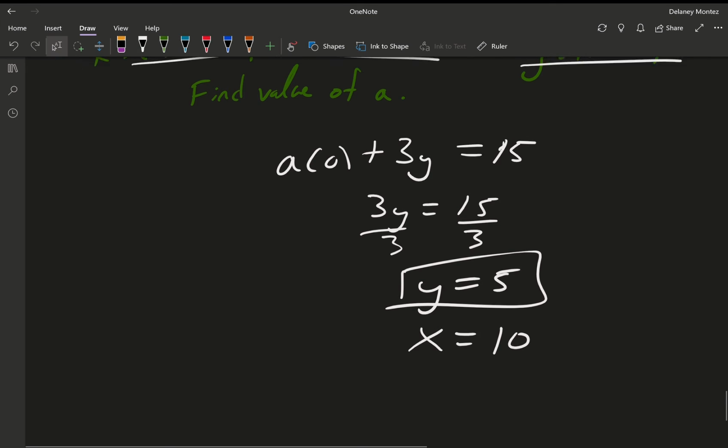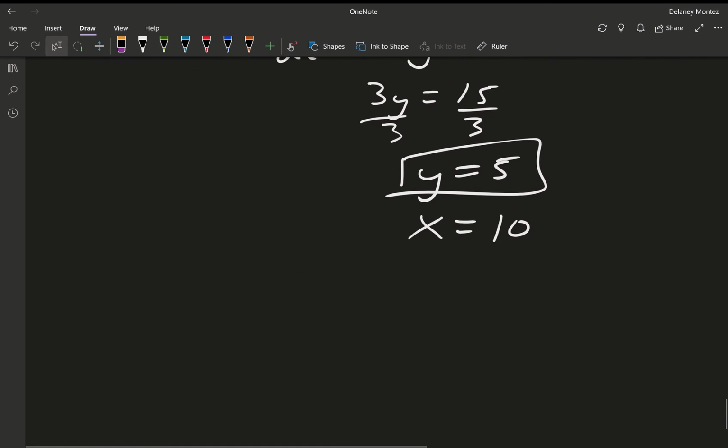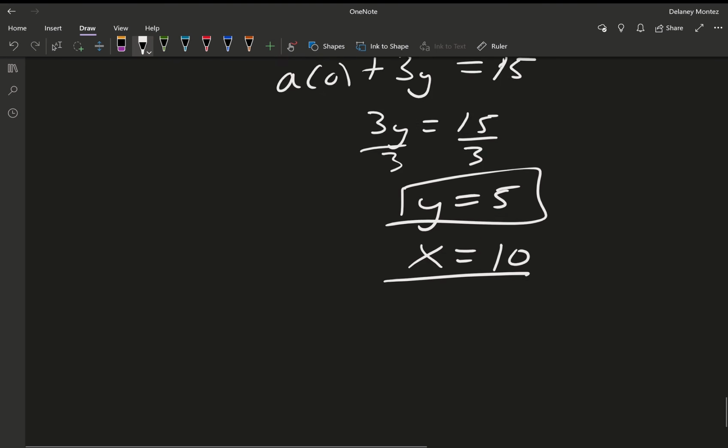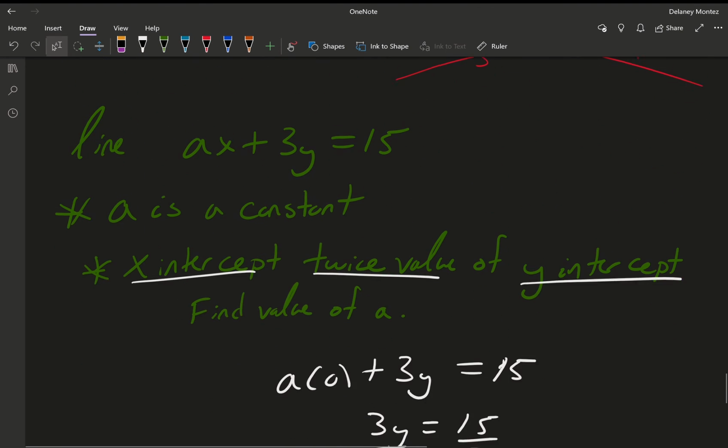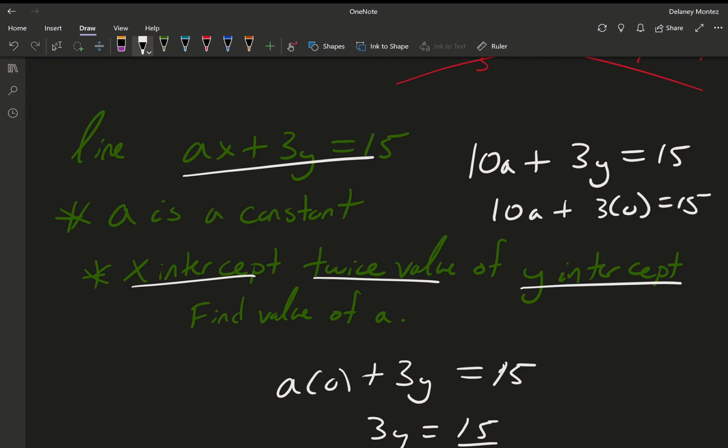Or in other words, when y is 0, the x value is 10. So when you plug in 10 for this function, we should get 0 for y, right? So that's crucial. When you plug in 10 for this function, the y value is 0. So let's go back to our original function, right? So I'm going to plug in 10 for x. So I'll say 10a plus 3y equals 15. But when I plug in 10 for x, y is 0. So really, this whole thing is just going to be 10a plus 3 times 0 equals 15, right?